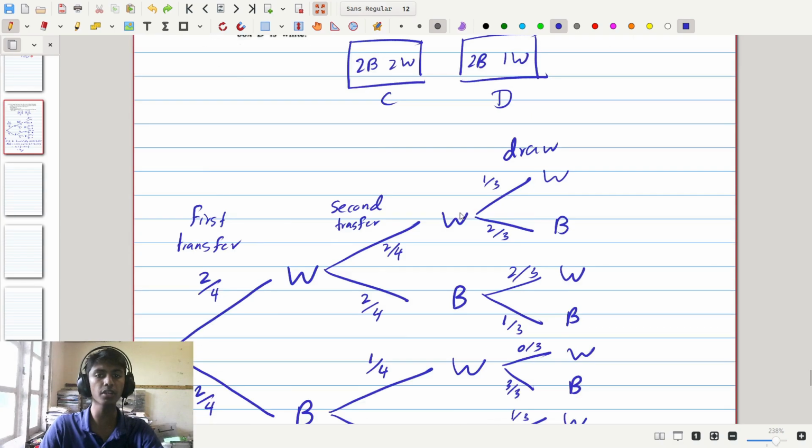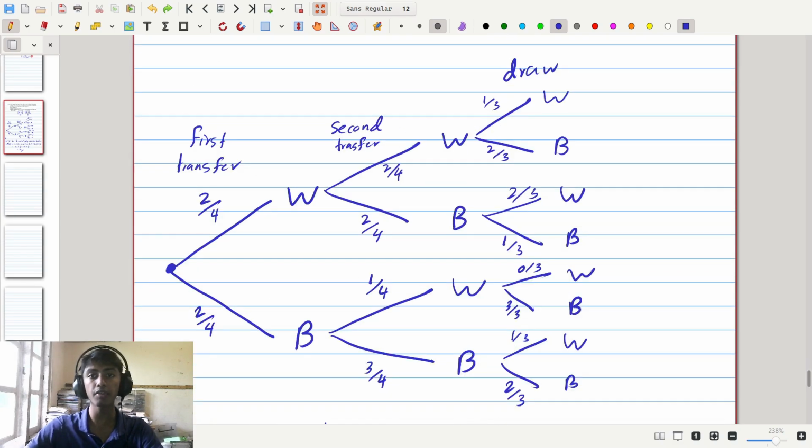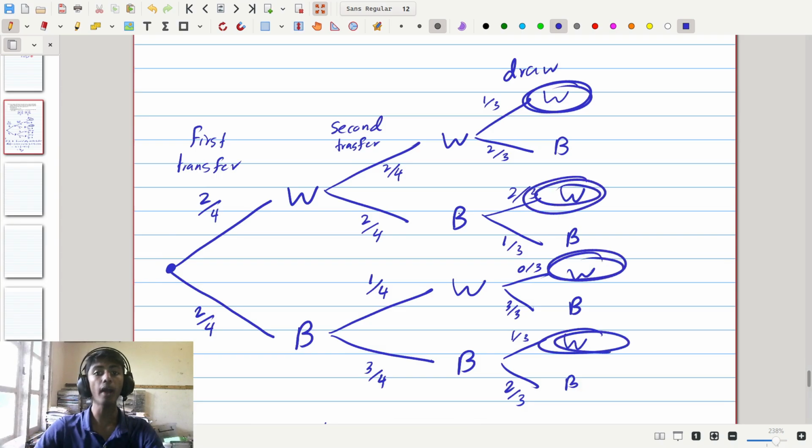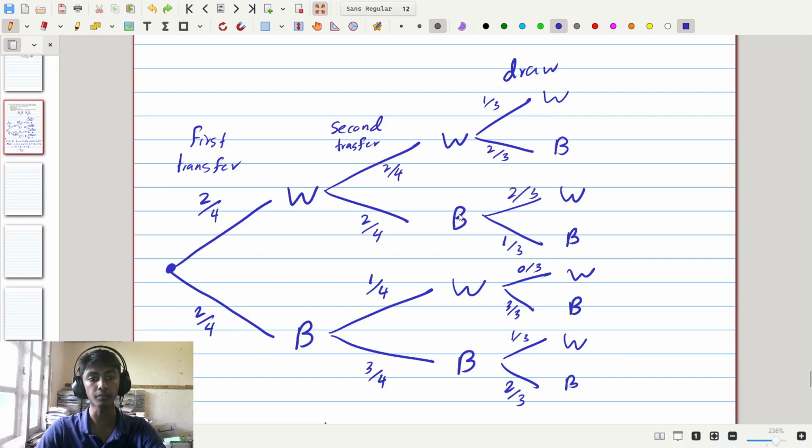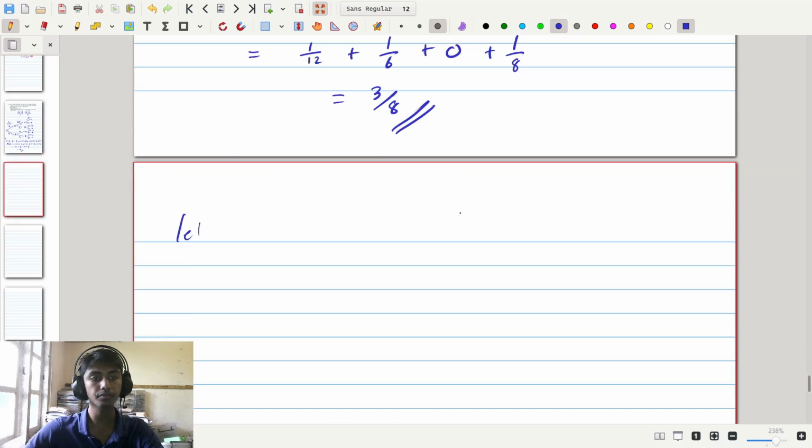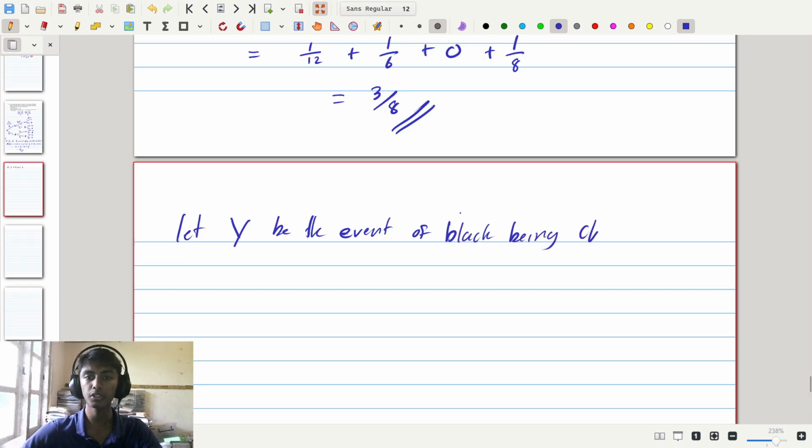Now considering what we are asked here, we're basically asked, given that we know that the final outcome here is white, meaning it's either this event, this event, this event, or this event, what's the probability that this event right here occurred? So for this, as I define the event of this white occurring as X, I'm going to define the event of this black here occurring as Y. So I'm going to go down and I'm going to say, let Y be the event of black being chosen for the first transfer.